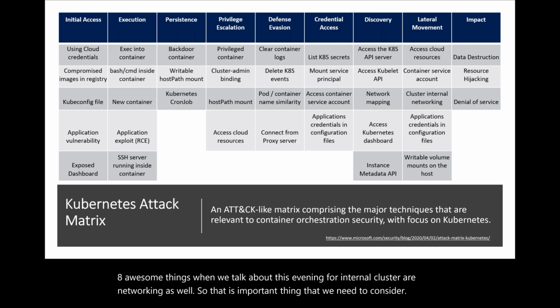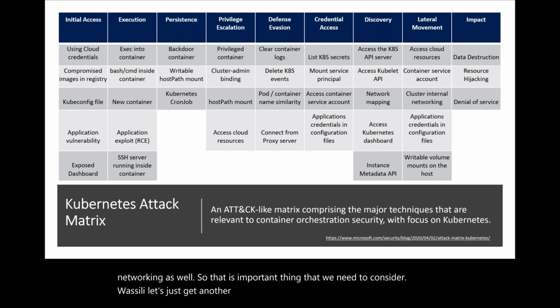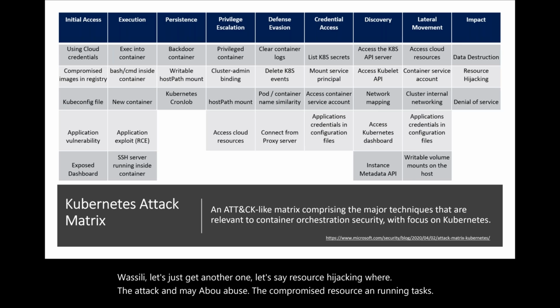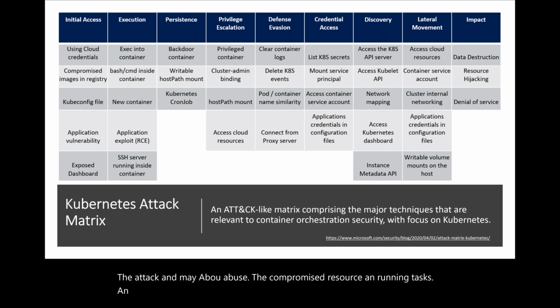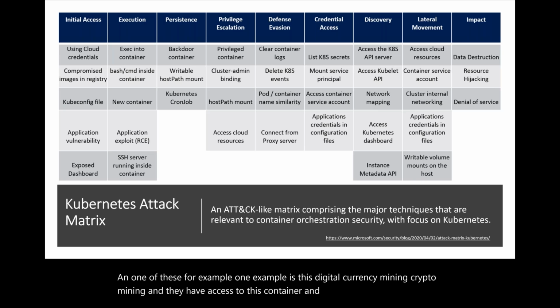Lastly, let's take another one: resource hijacking, where the attacker may abuse the compromised resource and run tasks. One example is digital currency mining, like crypto mining. They have access to this container, and when they have permission, they create new containers and run their activities in your containers, and you have no idea that they are running there.